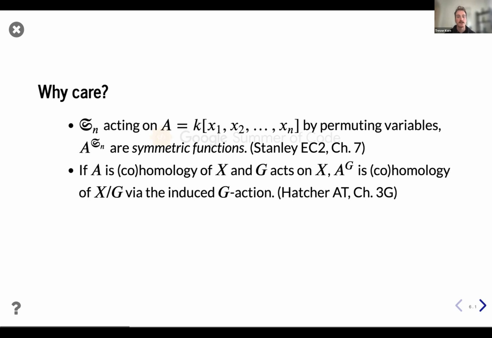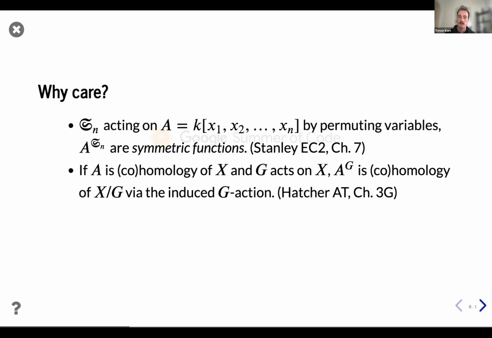Another example you might care about is if you have a topological space X, and A is the cohomology of that space. When G is acting on your space, that induces an action on the cohomology. In that case, the invariant ring is the cohomology of the quotient, the orbit space. In the orbit space, you identify all points that are in a common G orbit.